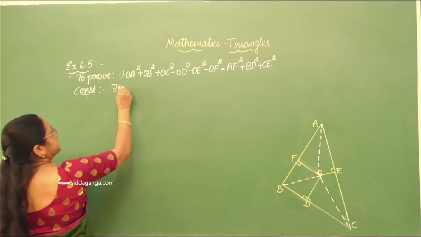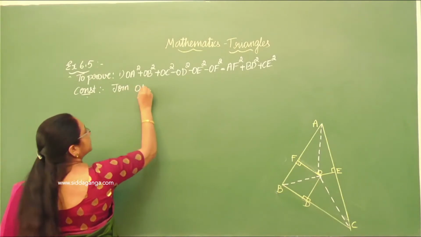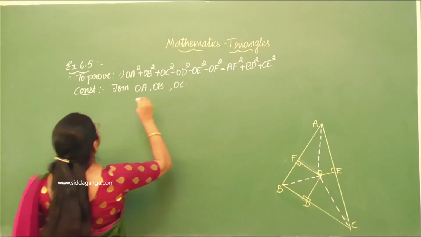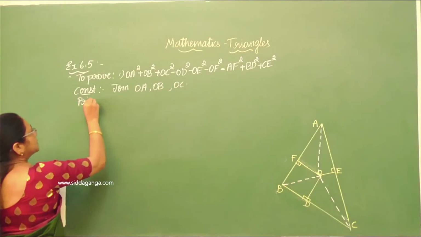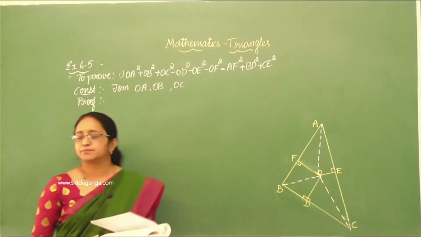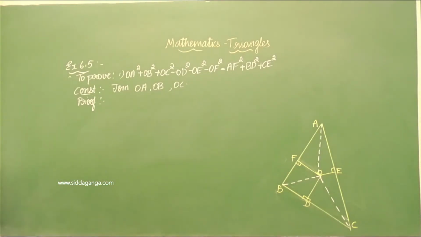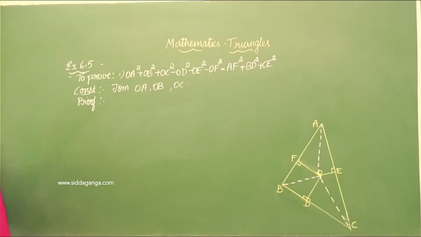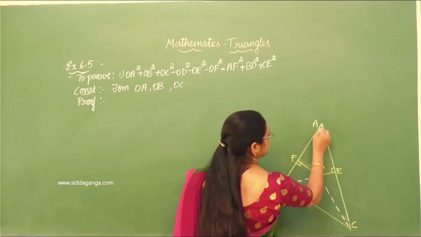Join OA, OB and OC. Proof. Let us start with the proof. Now, for the proof, we'll take this triangle.